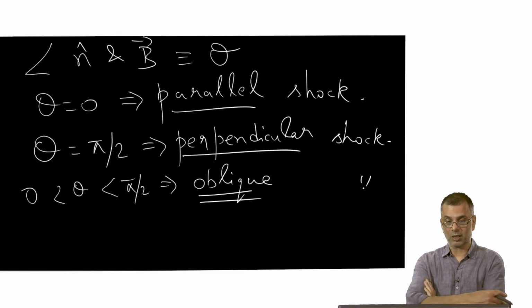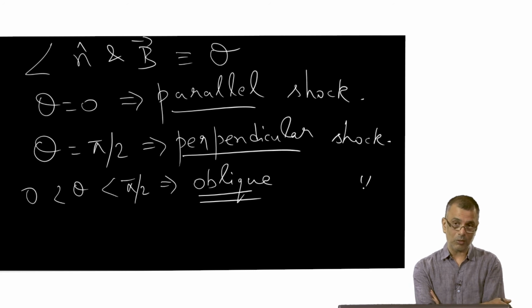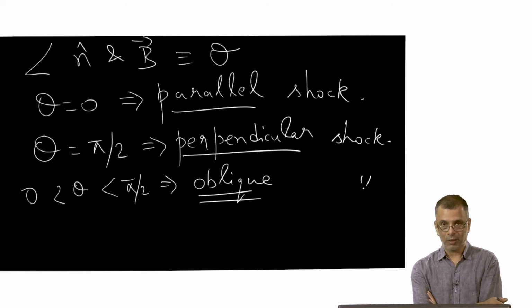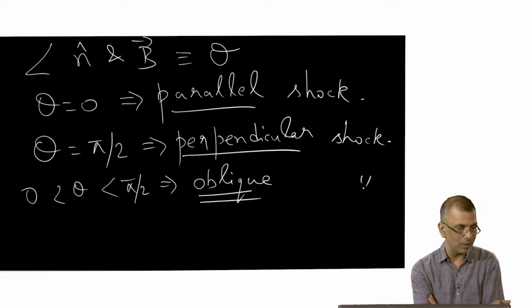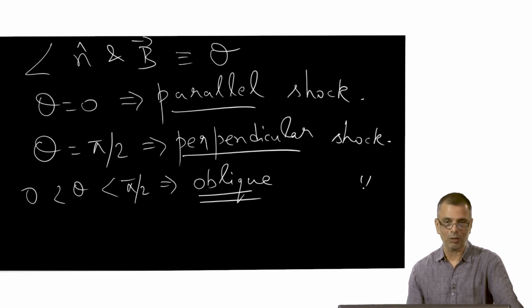In addition to shocks, we know that there are other kinds of discontinuities. We had encountered those in hydrodynamics as well. We had something called a contact discontinuity, which involved a jump only in density, not in velocity or pressure. That appears in magnetohydrodynamics as well. And then you have two other kinds of discontinuities in magnetohydrodynamics, which are called a tangential discontinuity and a rotational discontinuity. We will talk about this if time permits.